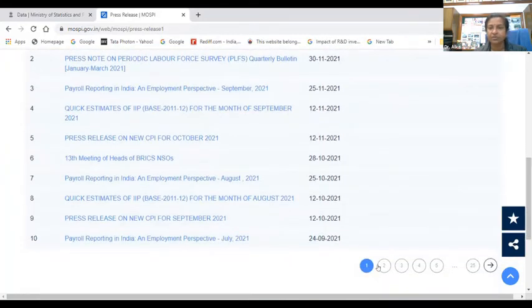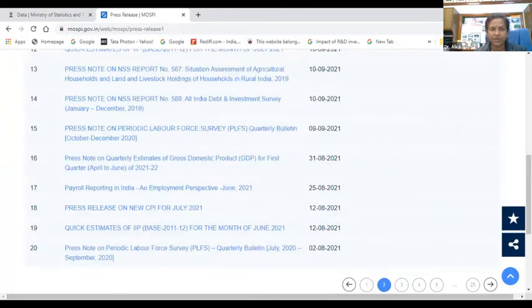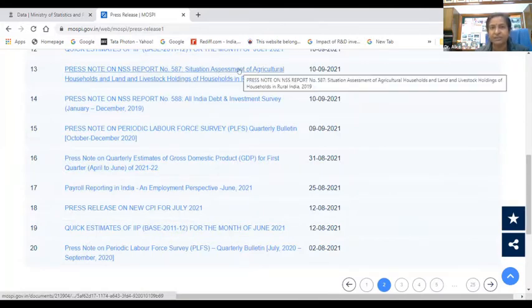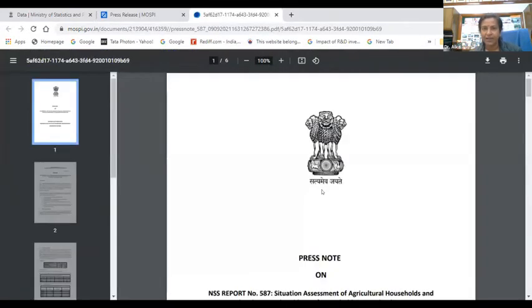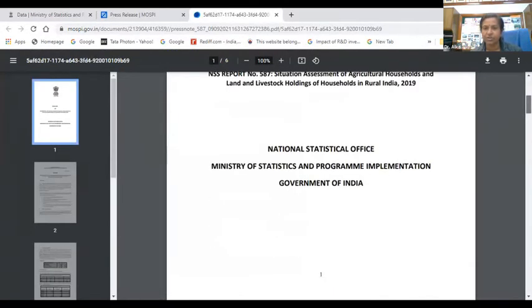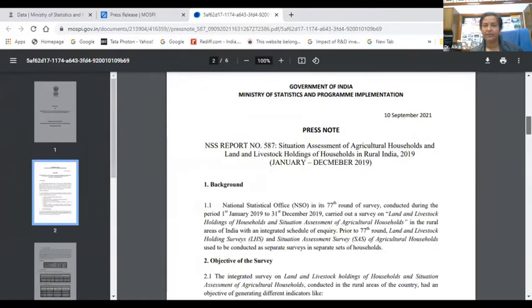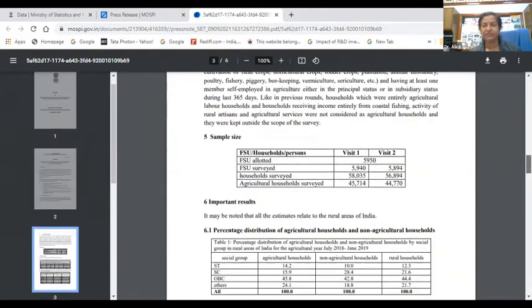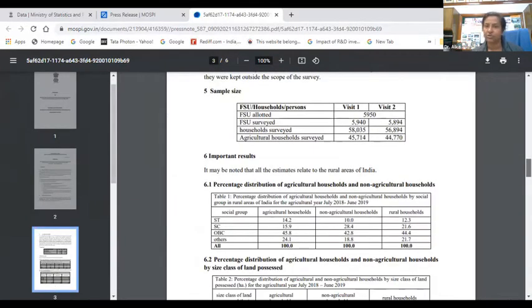Even you can see these are the things on this view, and you can see that kind of data, basically situation assessment data. Yes, that is the large data set which has recently been published, and you can see this key indicator also, and this is a kind of data where unit level data is also available.